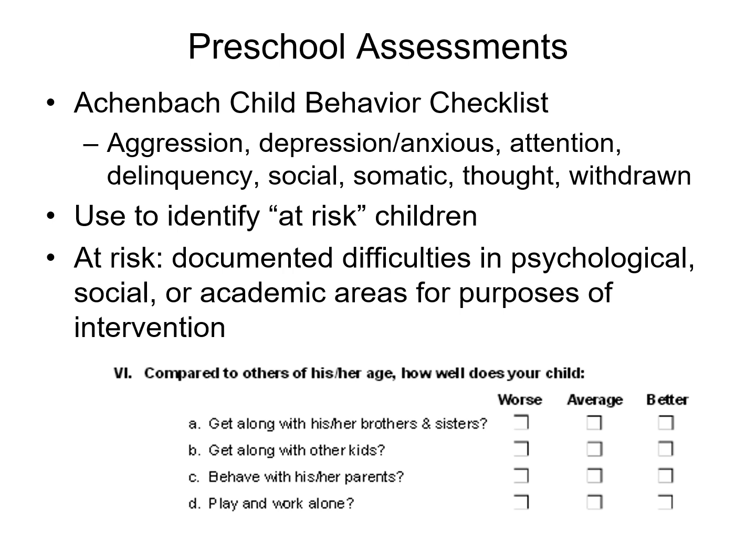Achenbach's Child Behavior Checklist is another example. It looks at aggression, depression and anxiousness, attention, delinquency, social, somatic, thought, and withdrawal. It's used to identify at-risk children.